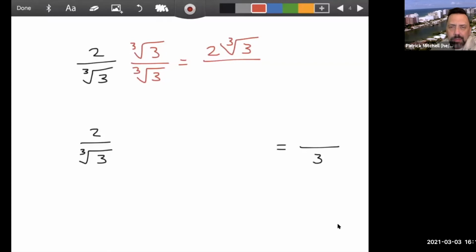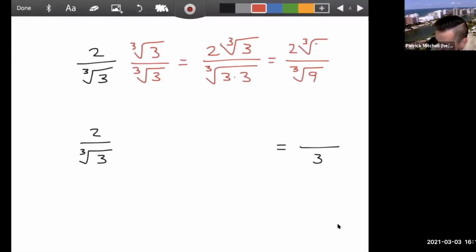Okay, now let's be careful here. We know that the square root of 3 times the square root of 3 is 3. But the cube root of 3 times the cube root of 3, let's forget about the shortcut here for a minute and just use the product rule, which is where the shortcut came from. The cube root of 3 times the cube root of 3 would be the cube root of 3 times 3. Well, 3 times 3 is 9. And I'm sorry to tell you that the cube root of 9 is nothing special. All right. So that is no help.